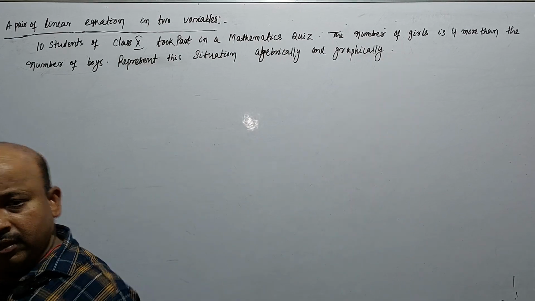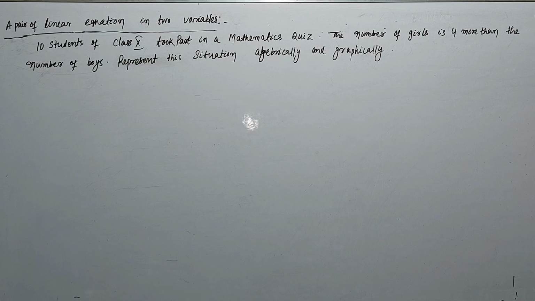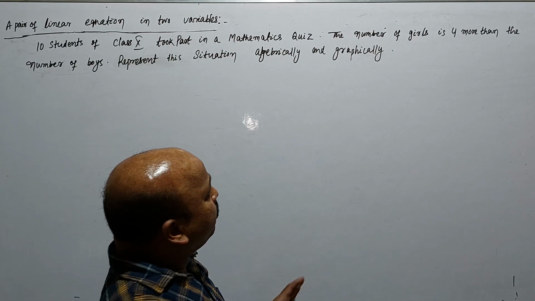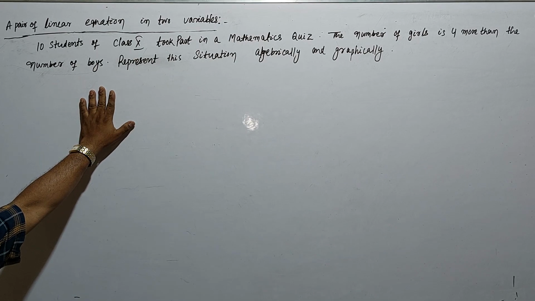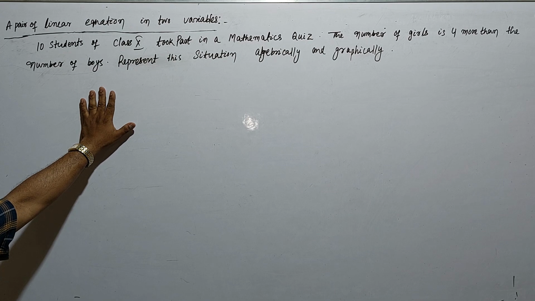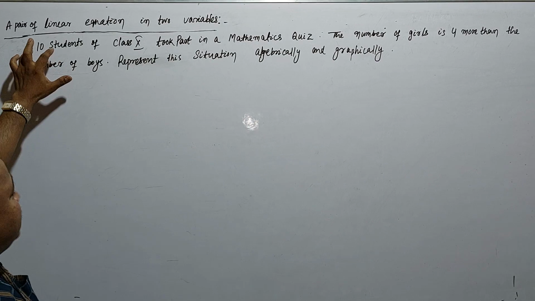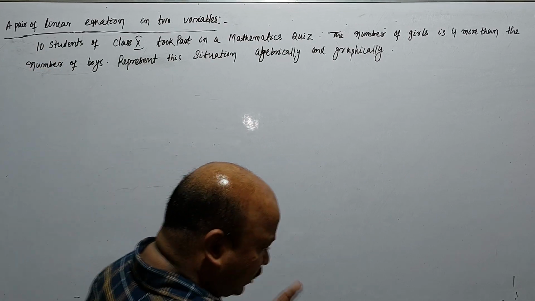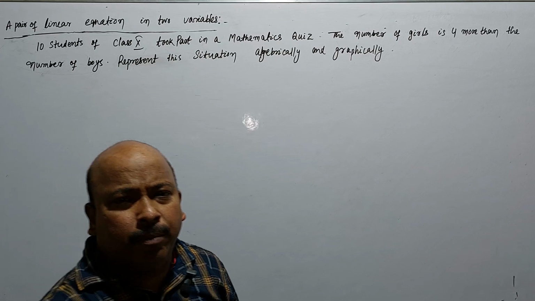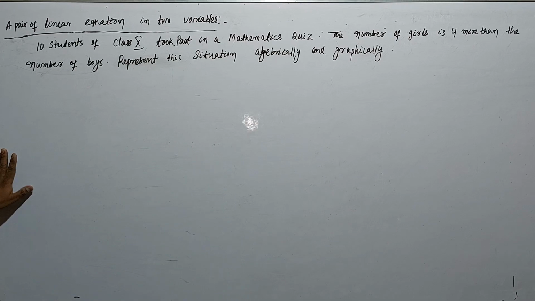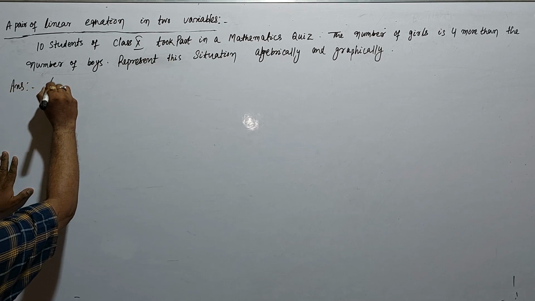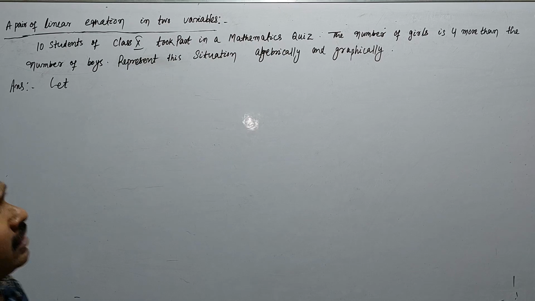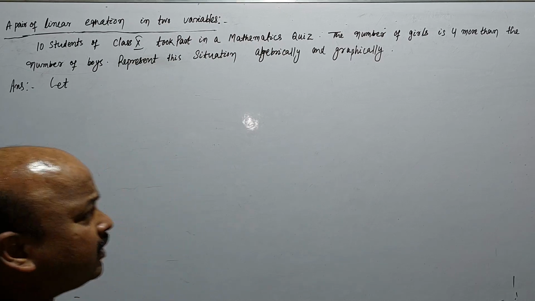Right? So 10 students of class 10 took part in a mathematics quiz. The number of girls is 4 more than the number of boys. So here are the two characters. One is a girl, another is a boy, and total students is 10. In 10 students, there are some girls and some boys also, right, students? So what to write? I am writing here, let us take the number of girls as x and the number of boys as y.